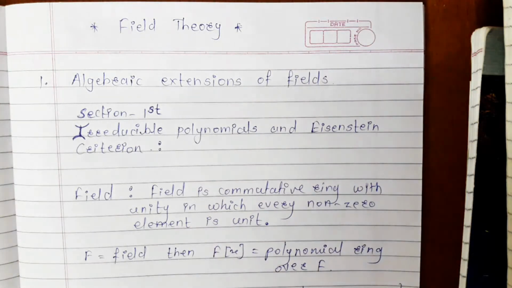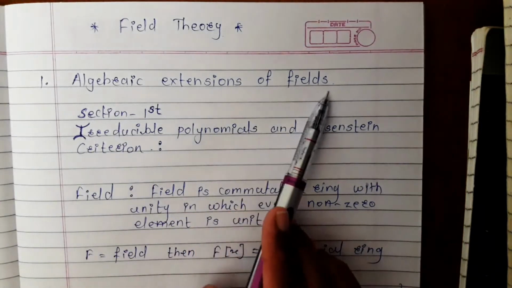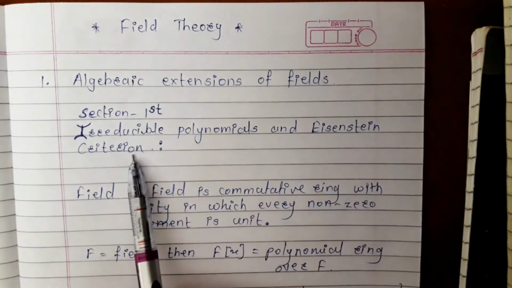Welcome friends, let us start our course Field Theory with the first chapter, Algebraic Extensions of Fields. The first section of this chapter is Irreducible Polynomials and Eisenstein Criteria.